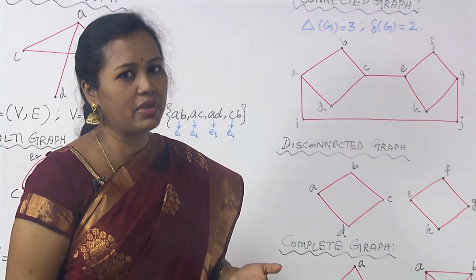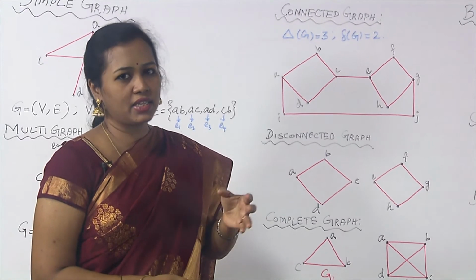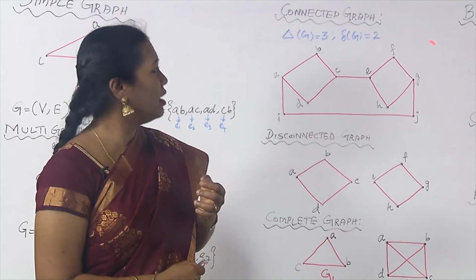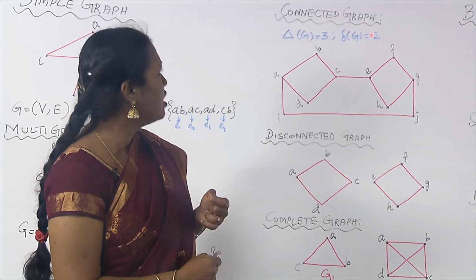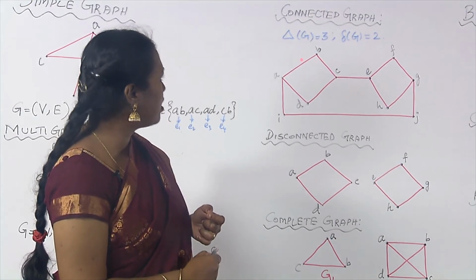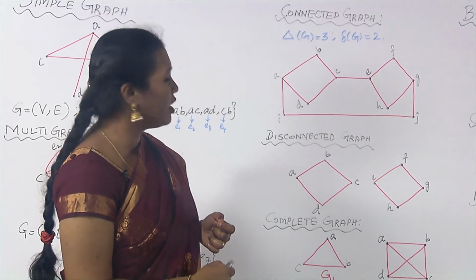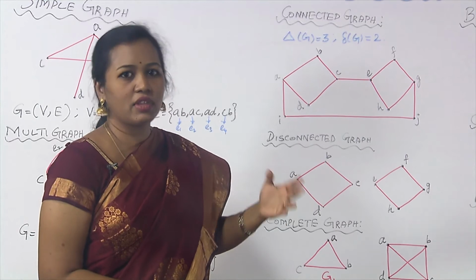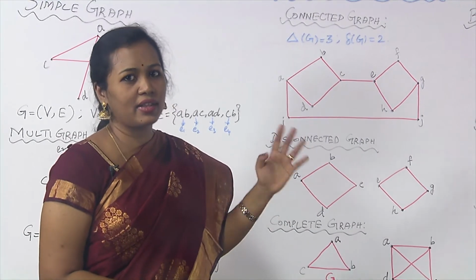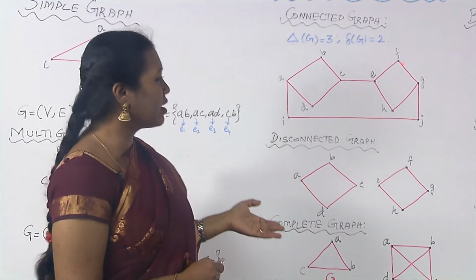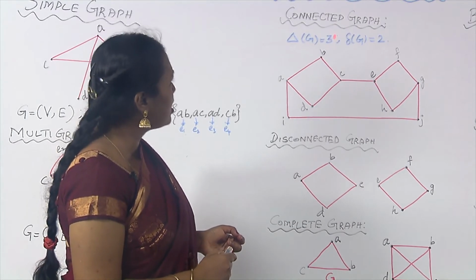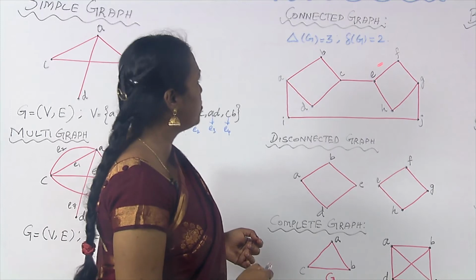Now, what is the minimum degree? It is the least degree. The minimum degree, delta of G, is equal to 2, because B has degree 2, F has degree 2, and there is no vertex of degree 1. If there were, that would automatically become the minimum degree, but with regard to this graph, the minimum degree is 2. Therefore, Delta of G is equal to 3 and delta of G is equal to 2.